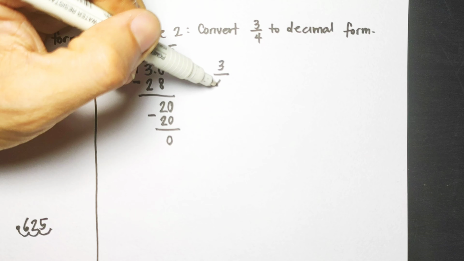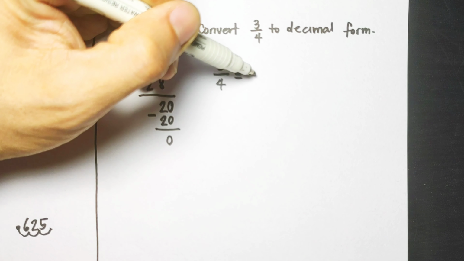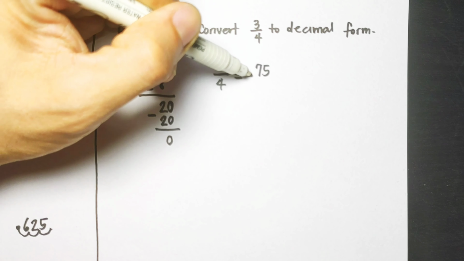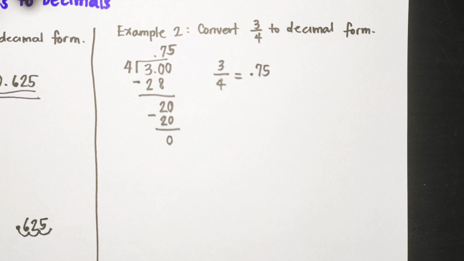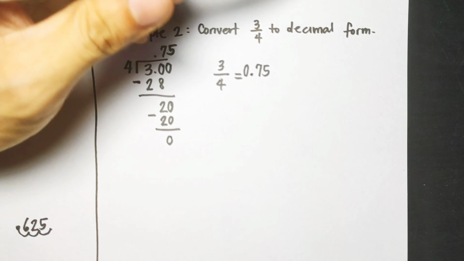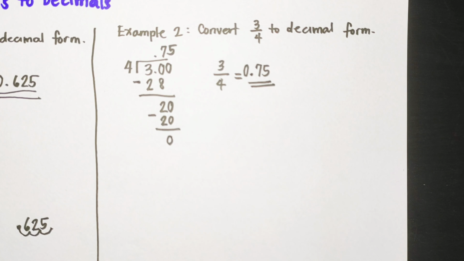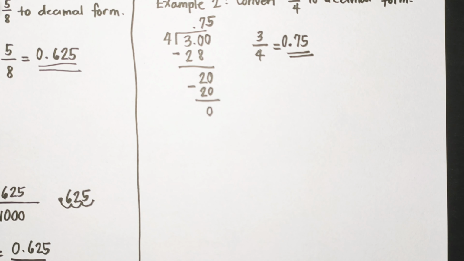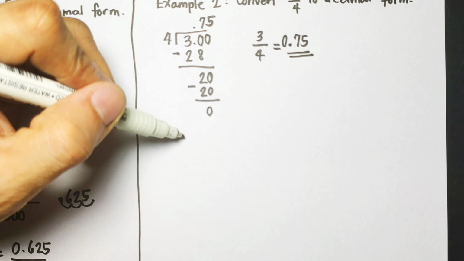Therefore 3/4 is also 75 hundredths or 0.75. Pwede rin siyang 0.75. Okay? So let us use the other method by manipulating the denominator.